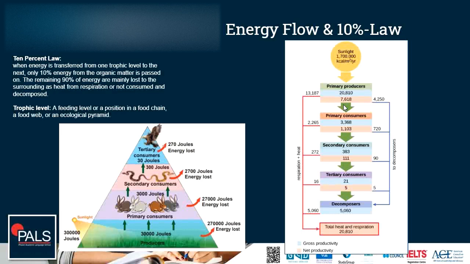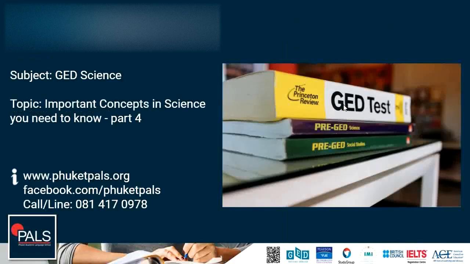But the 10% is a good rule of thumb. So take home message here, it's from one trophic level to the next, it's about only 10% of the available energy, which is passed on. That's it for important concepts in science part 4.